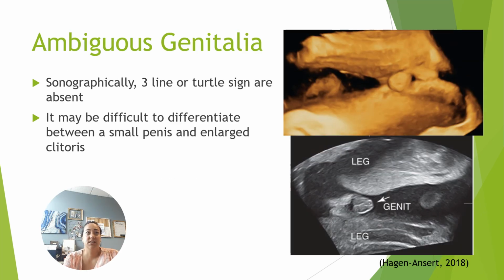So with ambiguous genitalia, you might see a combination of the 3-line sign and the turtle sign, or they're absent and you can't really identify what's going on. So here it's just like, is that female? Is that male? Is that an externally located scrotum? Is it prominent labia? A little bit difficult to identify. Is that a small penis? Is that an enlarged clitoris? So it's just really hard to confirm the sex of the fetus in these cases.